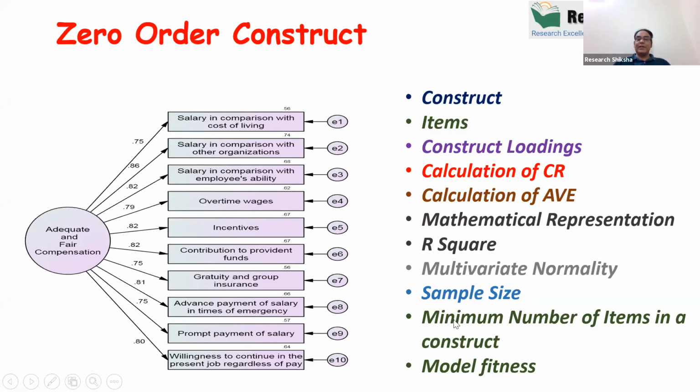And regarding the minimum number of items in a construct, you must be very clear that if you are using structural equation modeling in AMOS, it is required that a minimum of 3 items should be there in the construct. However, if you are using PLS, only 1 item is required. Even single item constructs are sufficient in PLS. So there is a difference between PLS and AMOS with respect to the minimum number of items in a construct. In AMOS it is 3, and in PLS it is 1.